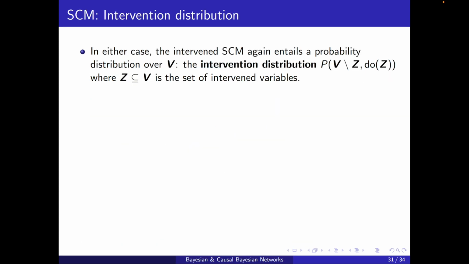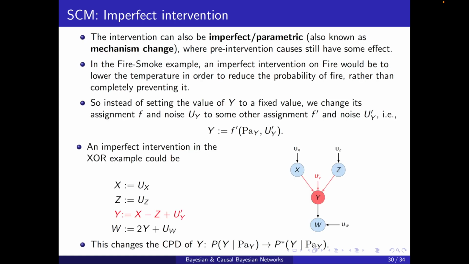Great. Now, in either case, whether I have a perfect or an imperfect intervention, the intervened SCM again entails a probability distribution over all the variables. Why? Because at the end of the day, after intervention, I will still have an SCM. So similar to the original SCM, it will still entail a probability distribution. Just that this time, for example, in the perfect case, y will no longer depend on its parents.